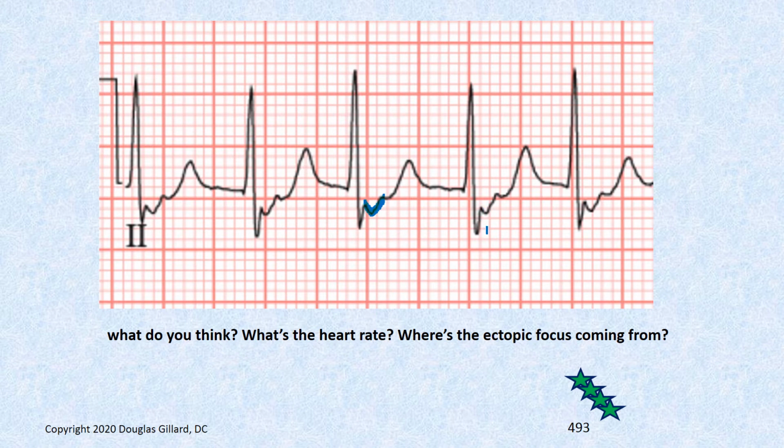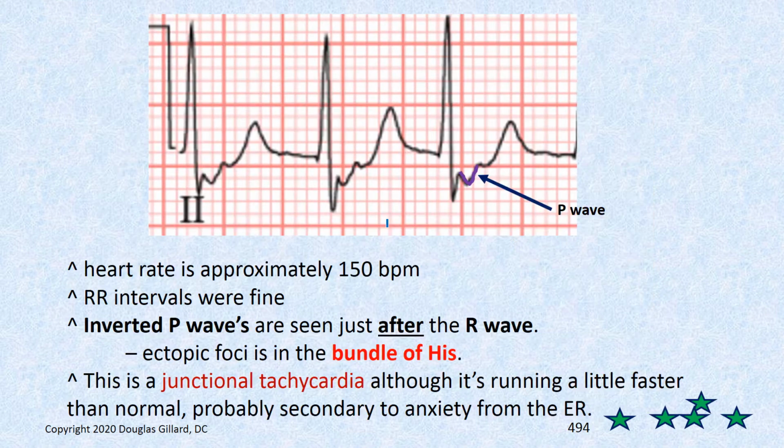Now this one didn't really, I mean, could you call that a pseudo S wave? I mean, it's not really slurring that. It's come so late, it's formed its own wave there. So I really wouldn't call it a pseudo S wave. It's its own entity. And where's it coming from? Good. Bundle of His. It's got to be coming from the bundle of His.